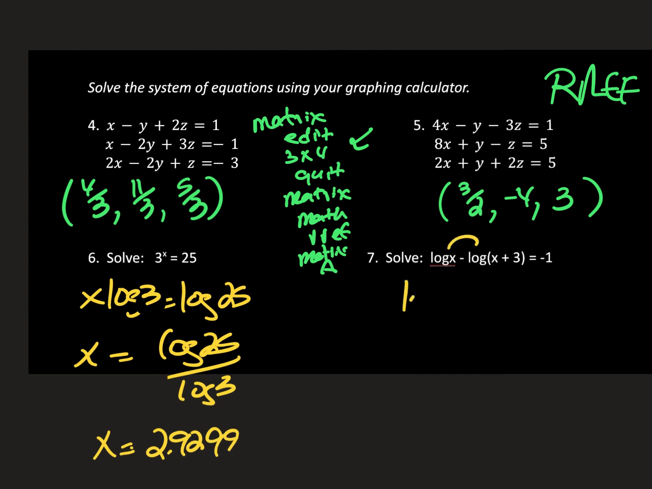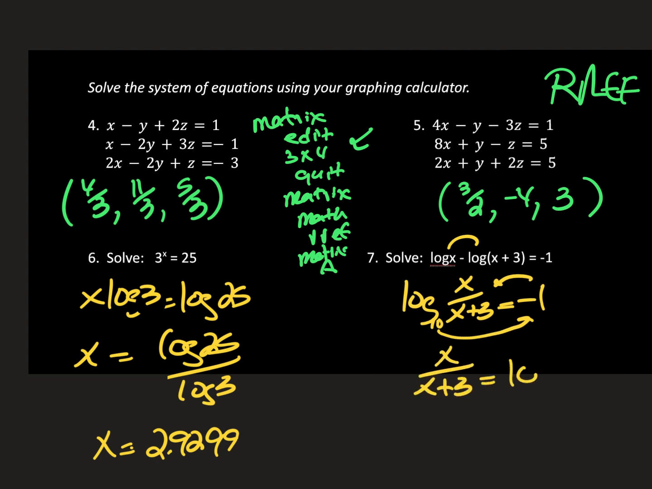It has subtraction. Remember, you can't subtract logs. What you do is you divide. So I'm going to say log of x over x plus 3 equals negative 1. Here's where it gets crazy. It's not written there, but it's really base 10. When you have one log, you do base 10 to that power equals that. So I'm going to say x over x plus 3 equals 10 to the negative 1 power.